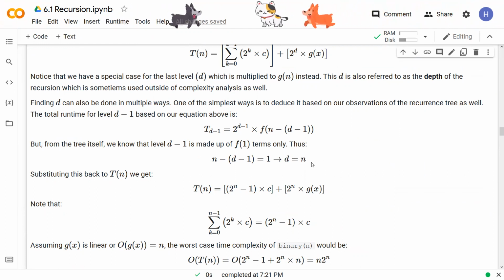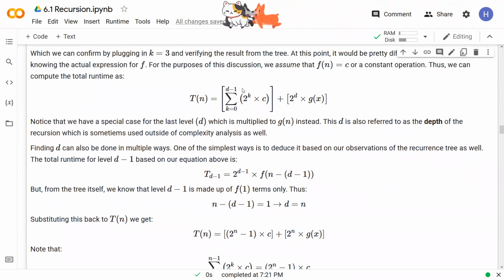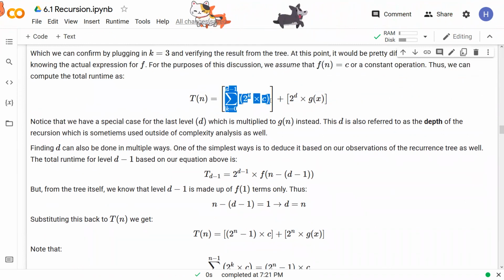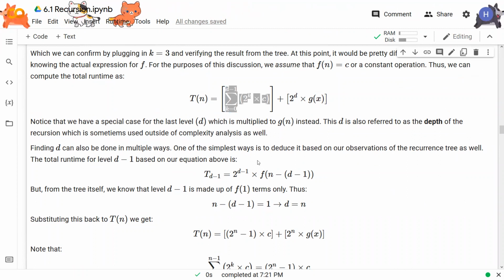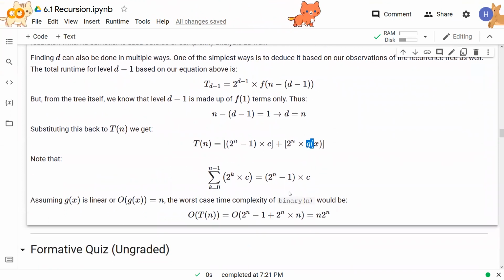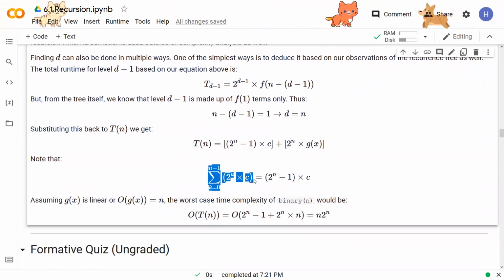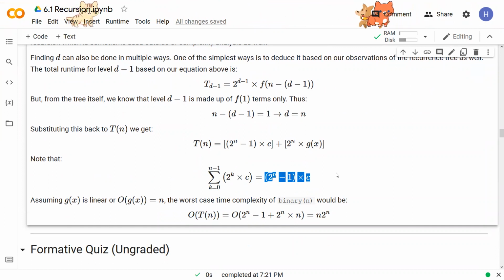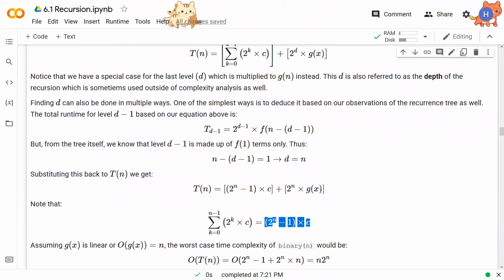n. And if we substitute this back to our original expression, we can actually simplify the first term. The first term is 2 to the n minus 1 times c. And then ito nasa right-hand side is 2 to the n times g of x. So yun nga, note na yung ating summation is equal to this term. So we can look up mga simplifications ng summations online. Pero, ayun. Medyo tiwala muna dito.